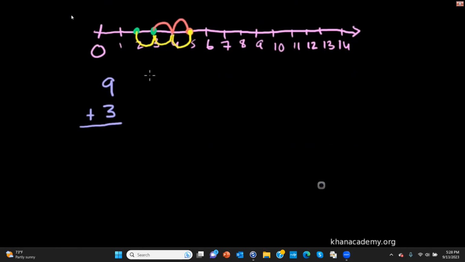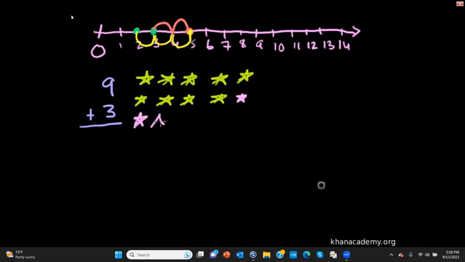We could say, maybe I'll draw stars. 1, 2, 3, 4. My stars are degrading. 5, 6, 7, 8, 9. That's 9 stars. And then I add 3 stars to it. So I add 1, 2, 3 stars, and then if you were to count the total number of stars, you would say, in a different color, 1, 2, 3, 4, 5, 6, 7, 8, 9, 10, 11, 12. I now have 12 stars. So you would say that 9 plus 3 is equal to 12.